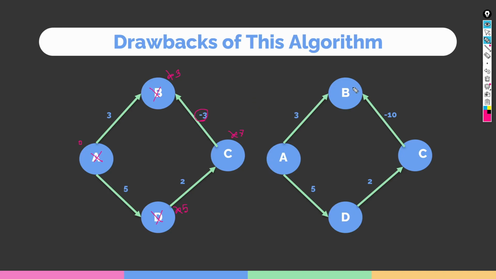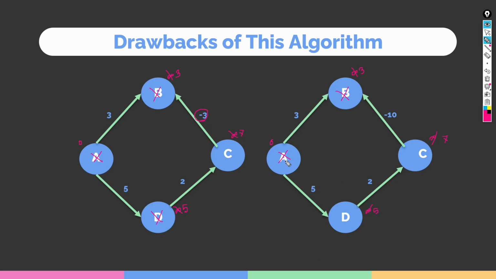Now let's do the same thing for this graph. From A, again we give 0, infinity, infinity, infinity. So from A to B we give this 3, and again we give this 5. A is done. Now what's the shortest? B. B is done because we cannot go anywhere. From D we can go to C, so C becomes 5 plus 2, 7. Our Dijkstra is done, but are they actually correct?